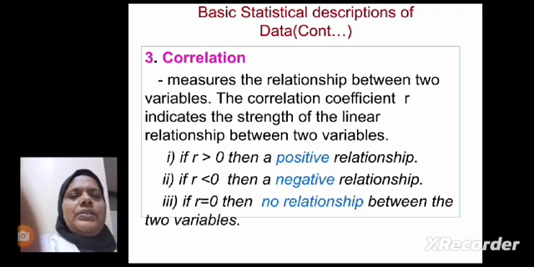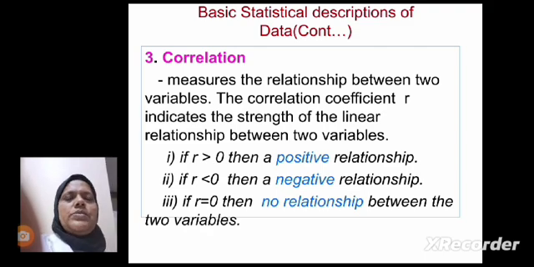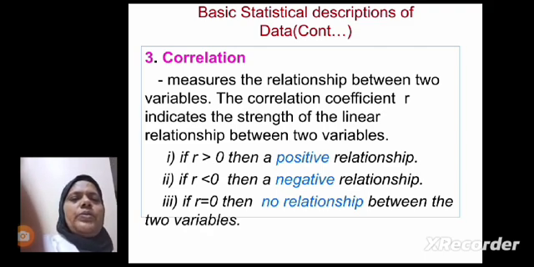If R is less than 0, then it is a negative relationship. That means when one value is increasing, the other value is decreasing. If R is equal to 0, then there is no relationship between the two variables.